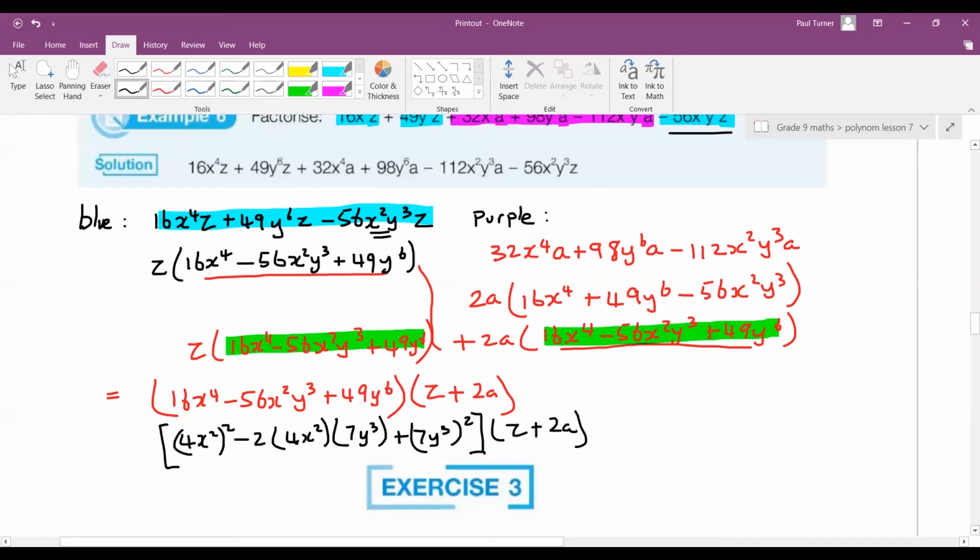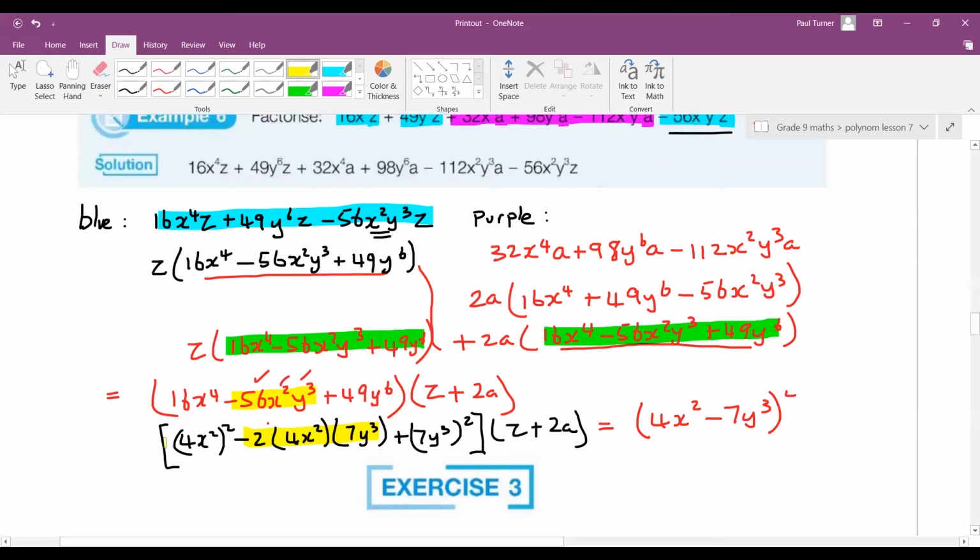So we need to check these terms, I guess. So this one is the same as this. 2 4s are 8, 7 8s are 56. That's okay. X squared, y 3. All right, so we're nearly done. So now this is actually in a completed square form. So that would become 4x squared minus 7y cubed all squared.